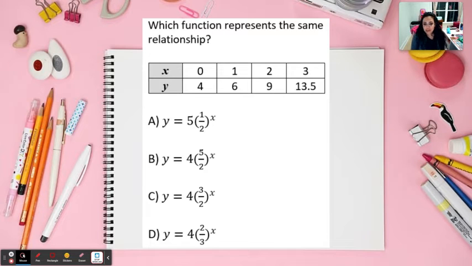Okay, let's take a minute to try this one out. You're given a table this time. You want to find which of these equations matches the table. So you're going to go backwards. If you don't know how to do anything else, go through and put each of these equations into your calculator and see which table matches it.